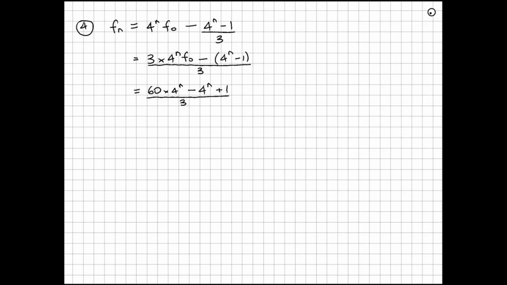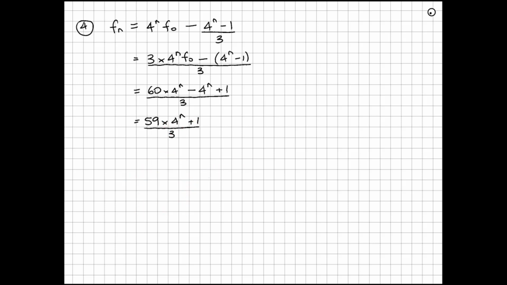And then we could probably just combine this 60 times 4 to the n minus 1 times 4 to the n would give us 59 times 4 to the n. And then we've got our plus 1. And then we divide that by 3. And there's probably not much more we can do there. So that's it. That's our expression of f of n: f of n is 59 times 4 to the power of n plus 1, all divided by 3.